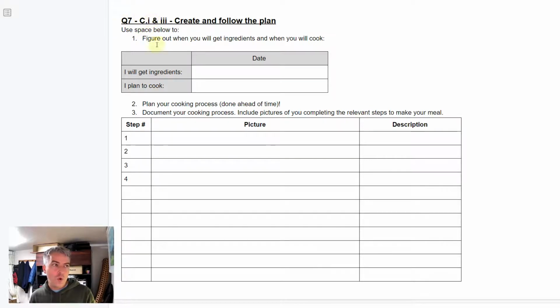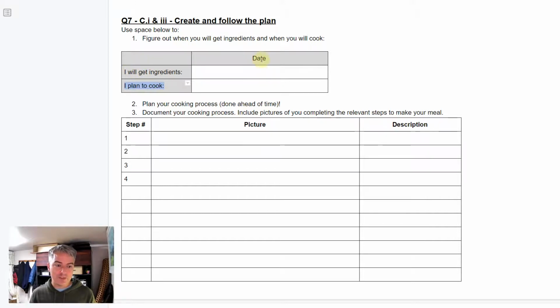One, I need you to figure out when you are going to get ingredients, and when do you plan to cook? Because you need to talk to your parents ahead of time about when they'll be available to cook. You do have a few days to figure this out. There's a wide range of days that we'll discuss in class. But then also, with this is what I'm going to cook, when will you be planning to get ingredients? Okay, so that's this part here.